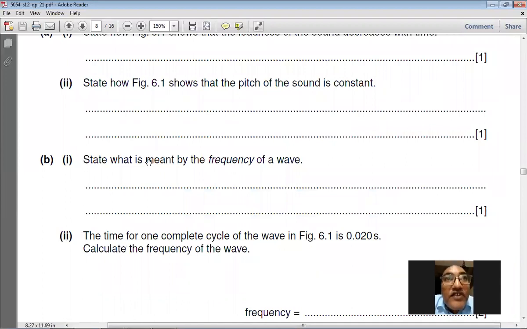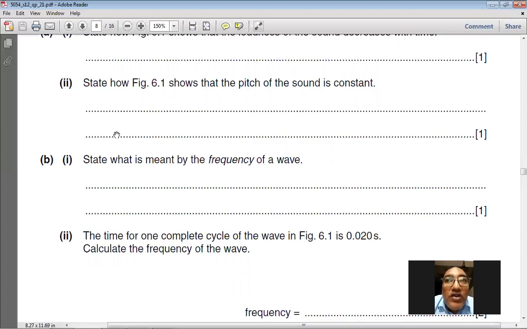State how figure 6.1 shows that the pitch of the sound is constant. The pitch of the sound depends upon the frequency, and frequency of the sound wave depends upon the time period of the sound wave. The frequency is equal to the reciprocal of the time period. Because in the graph the time period is constant, it means that the frequency is constant. The time period is constant, so the frequency is constant, so the pitch is not changing.